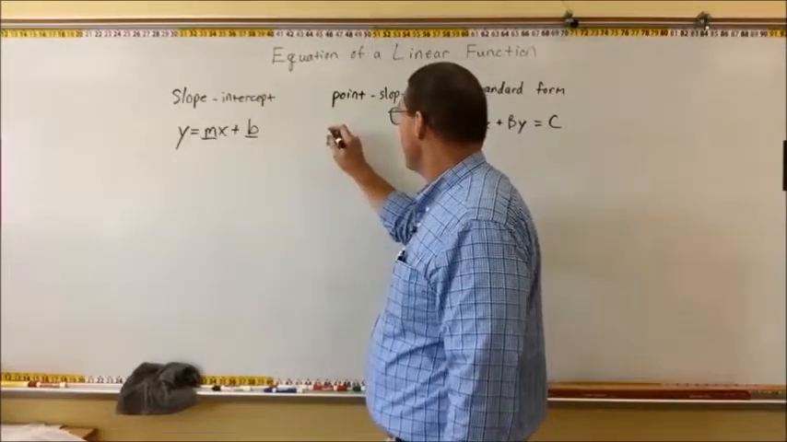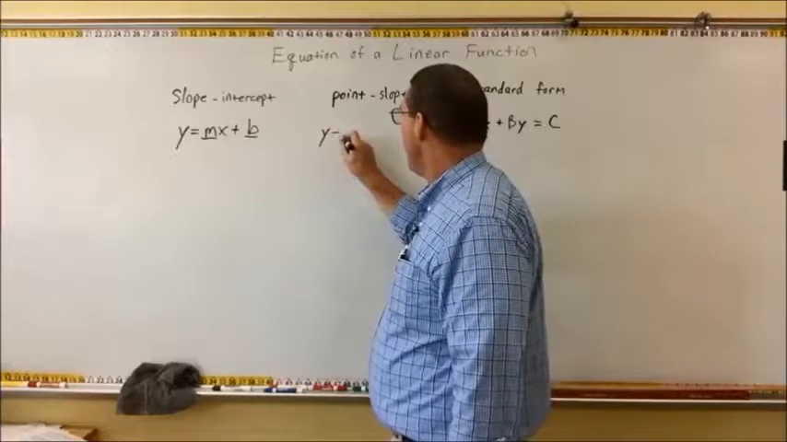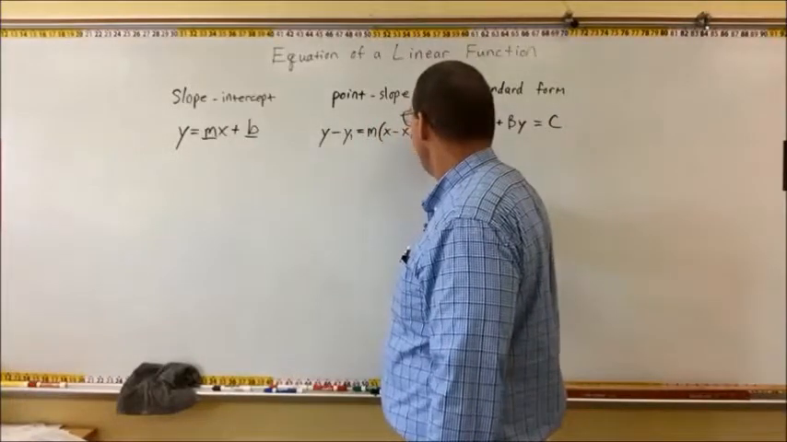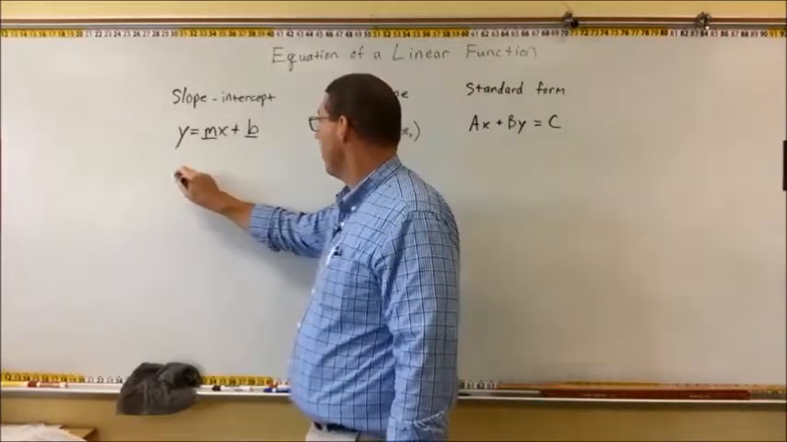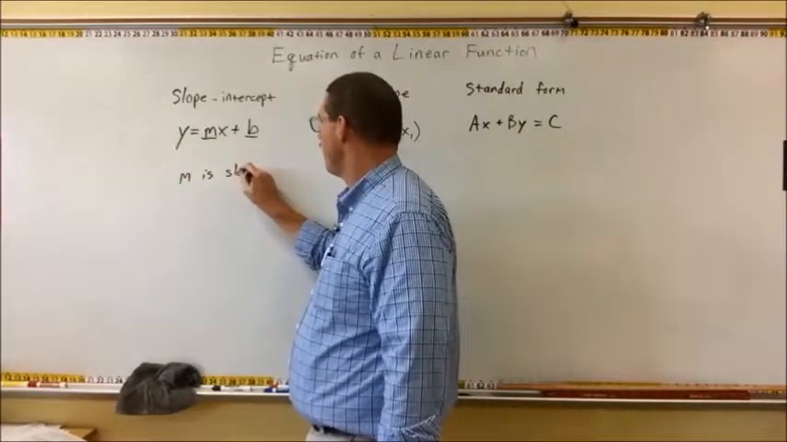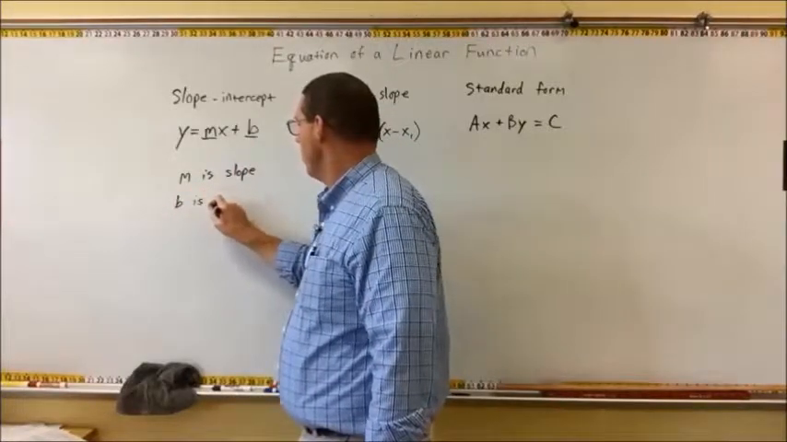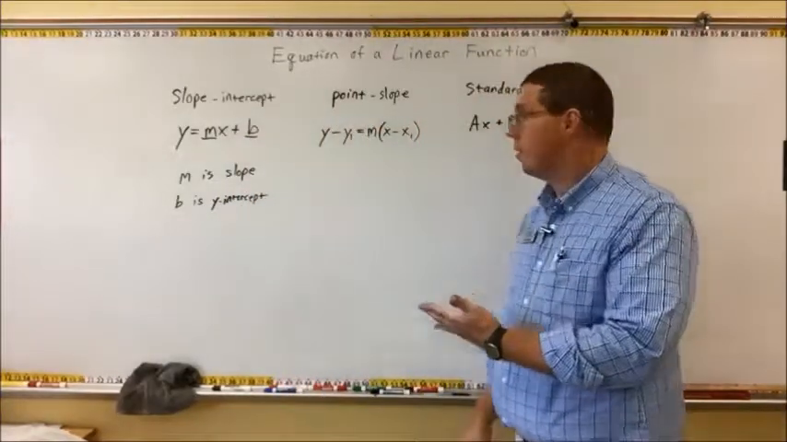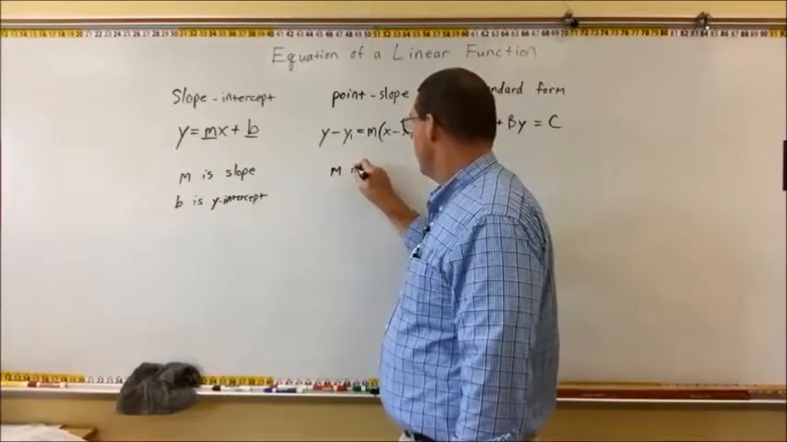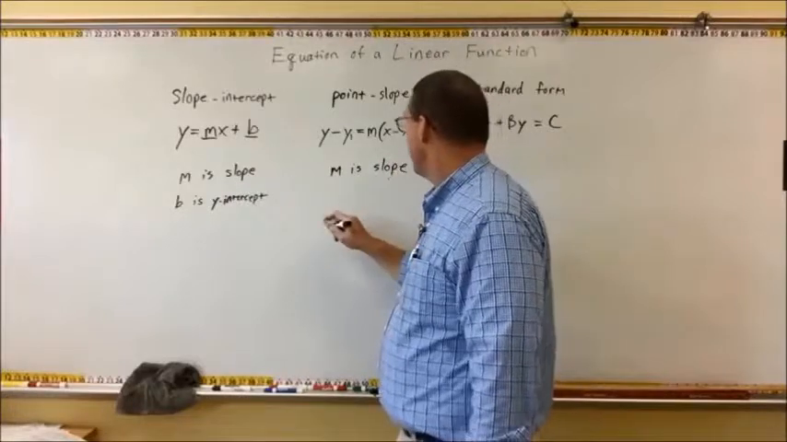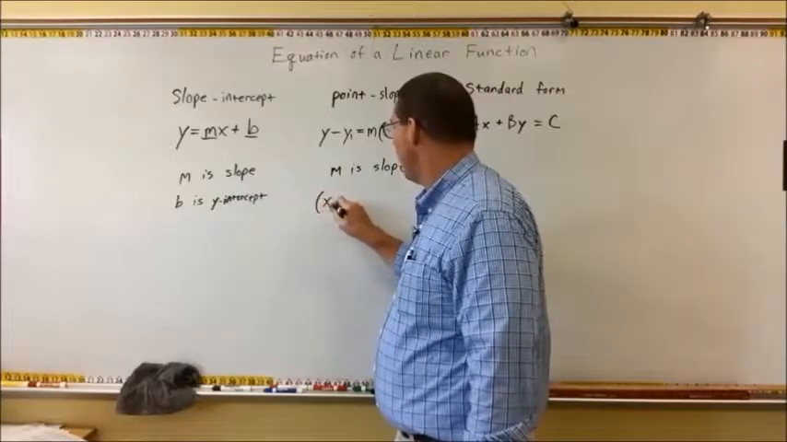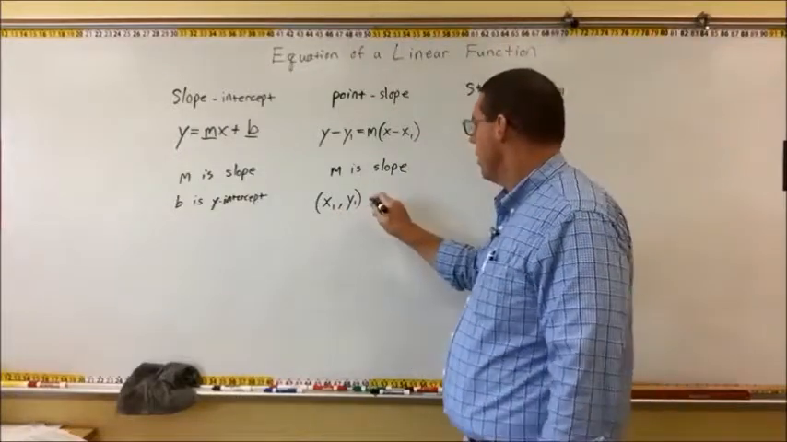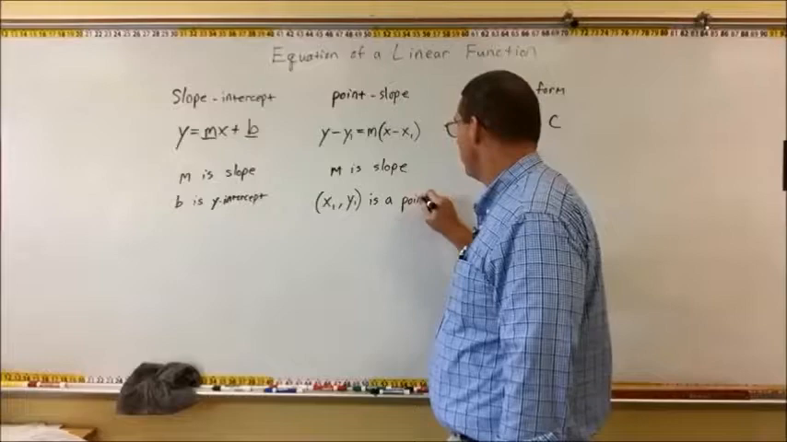And point-slope form looks like this. Point-slope form is y minus y1 is equal to m times x minus x1. So over here, m is slope and b is the y-intercept. Now in point-slope form, there's no y-intercept. There is a slope though. We have m is slope and the ordered pair x1, y1, this is a point. It's a point on the coordinate plane.